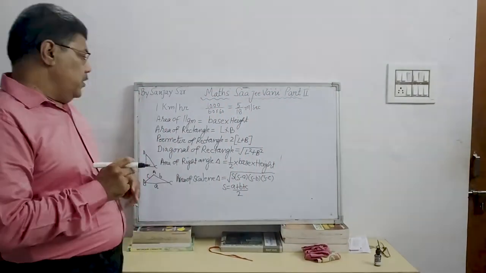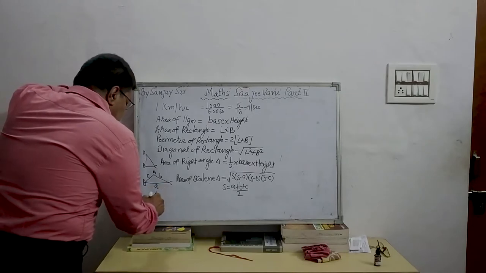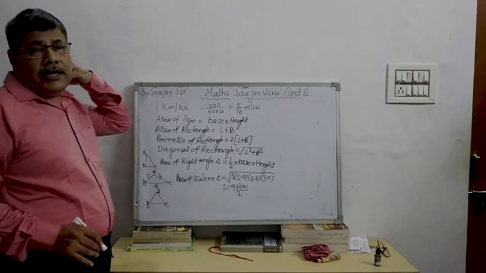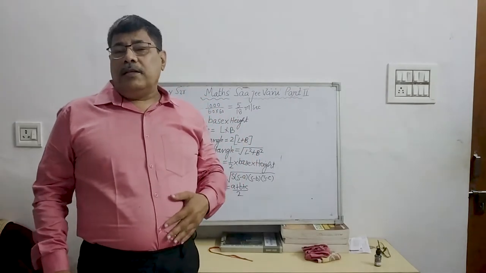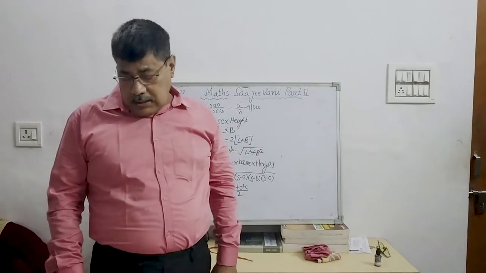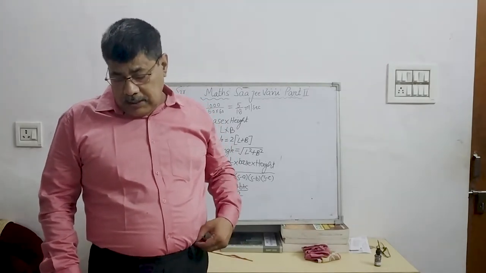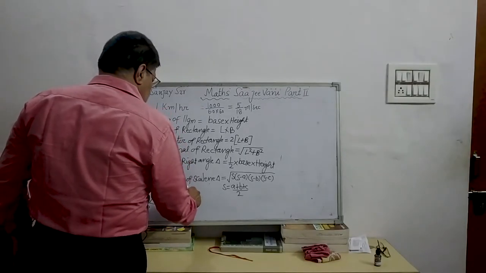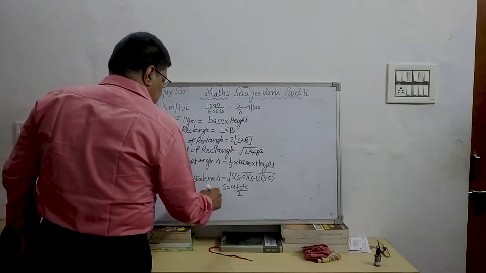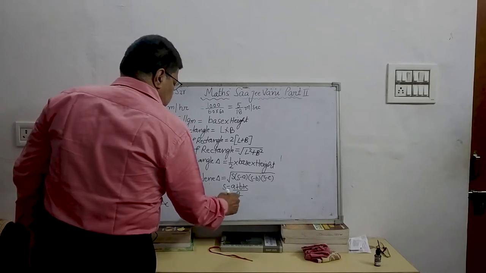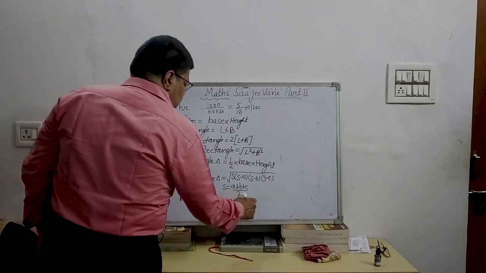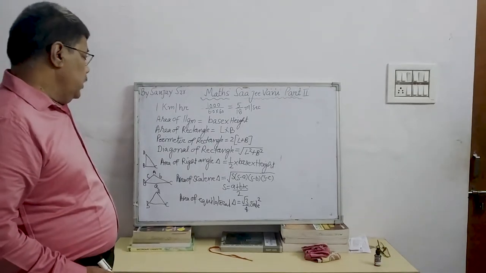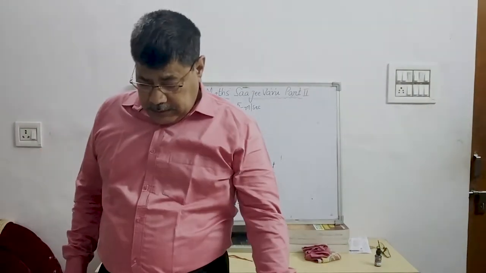Clear? Okay. Now coming to the area of an equilateral triangle. An equilateral triangle means a triangle whose all sides are equal. So its area is found by this formula: area of equilateral triangle equals root 3 by 4 into side square. This is the formula for the area of an equilateral triangle. Is this clear to you, children?